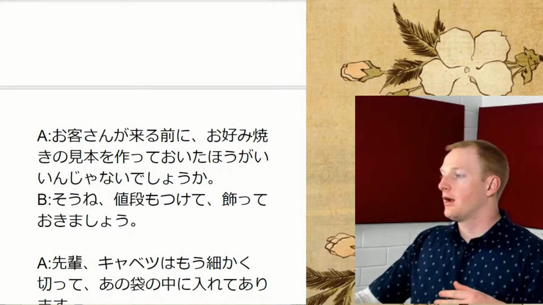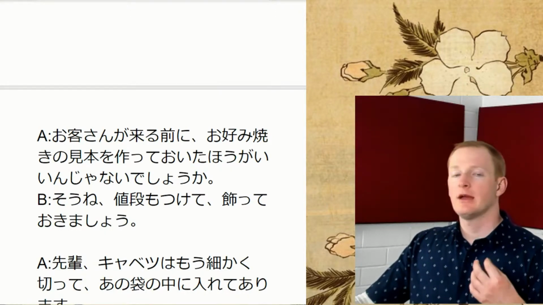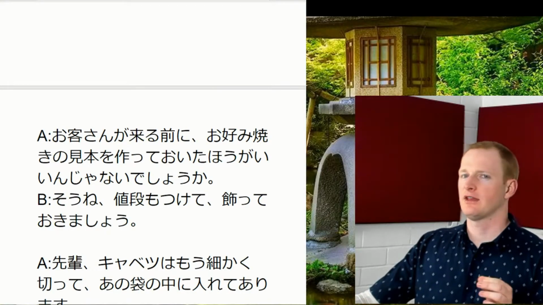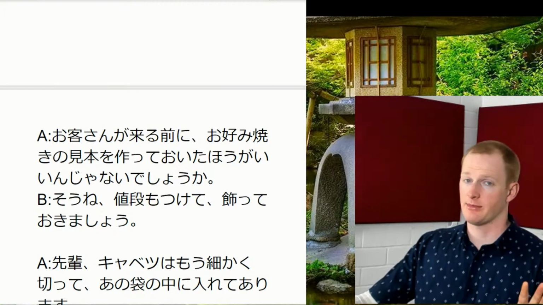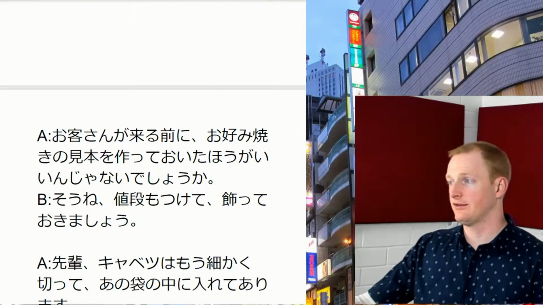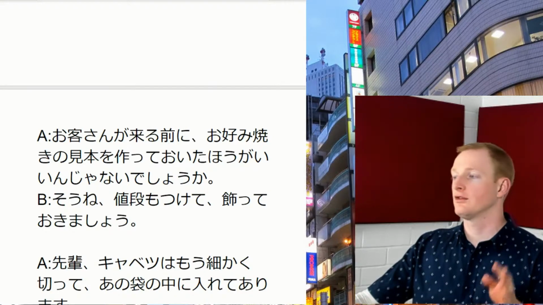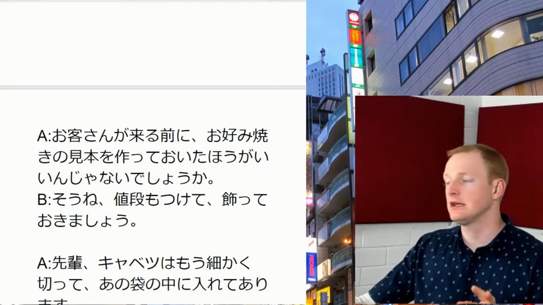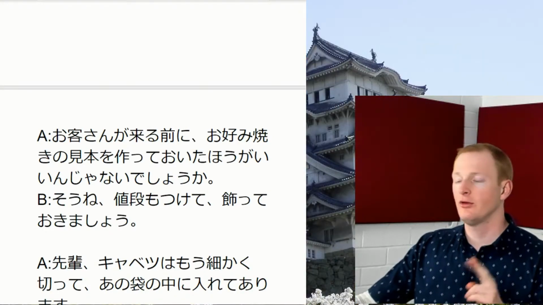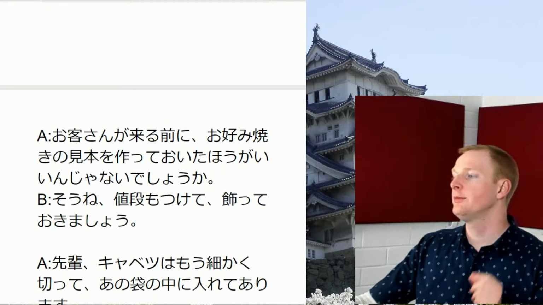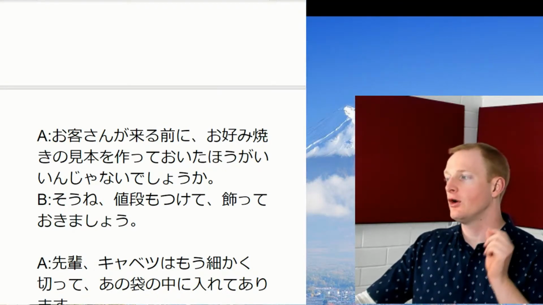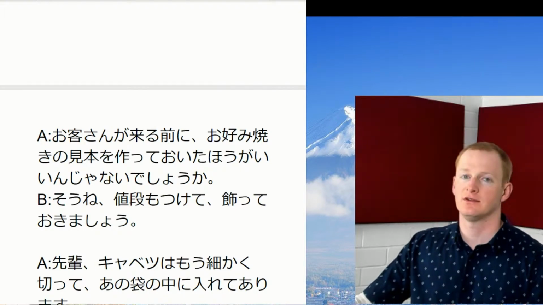Okay, another little snippet of dialogue. We have A-san and B-san again. I think A-san pretty much every time in this is the senpai, by the way. He's the leader, so he's kind of giving directions. But A-san says, お客さんが来る前に, right? So, you know, before the customers come, お好み焼きのミホの作っておいた方がいいんじゃないでしょうか?